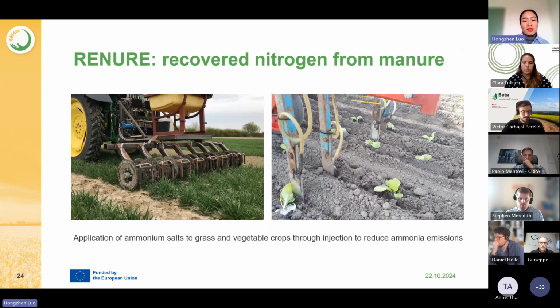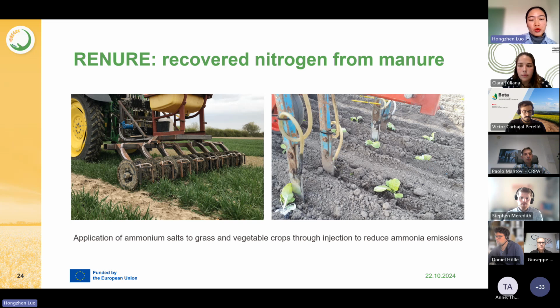Because these are liquid fertilizers, we can use a machine to inject the fertilizer into the subsoil. In that sense, the ammonia emissions from the application will be reduced, which is more sustainable and also more efficient for the use of the fertilizer.